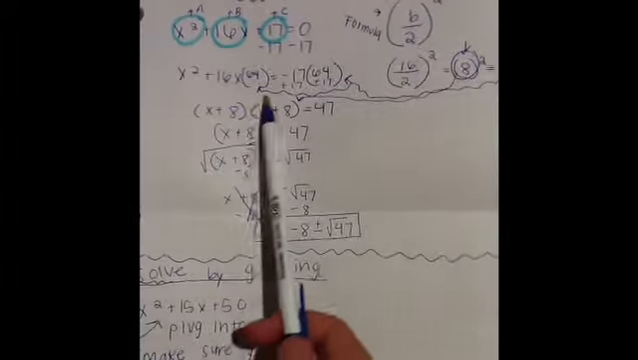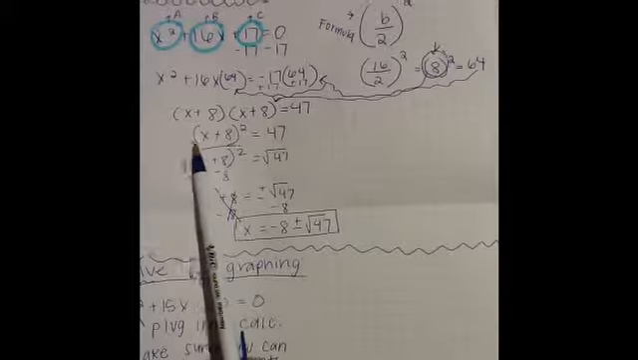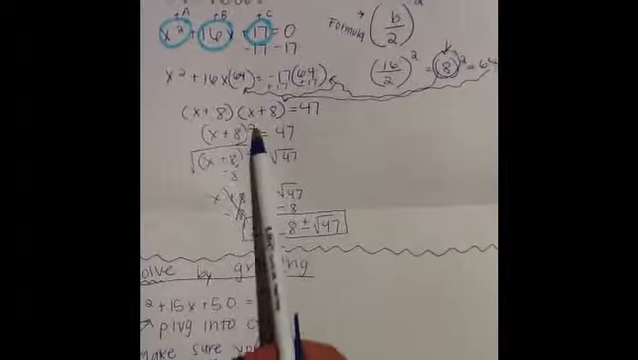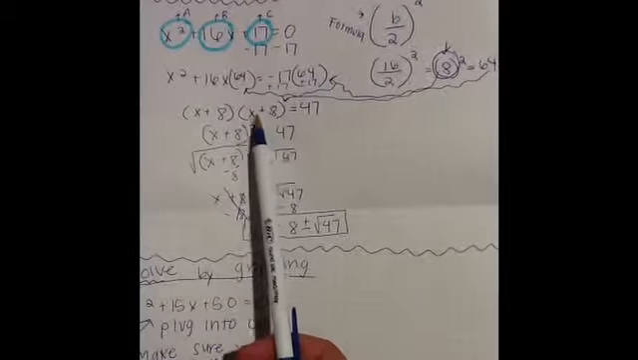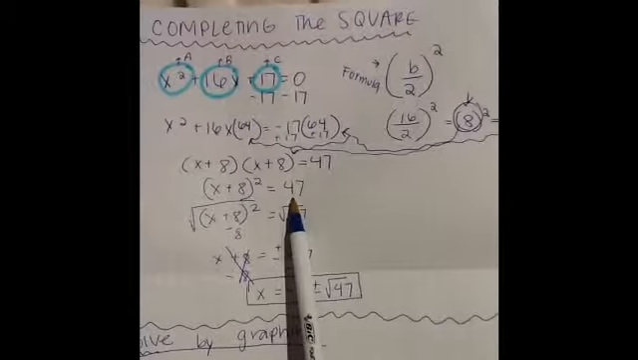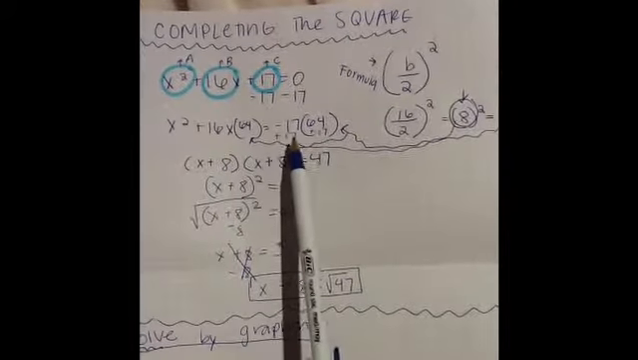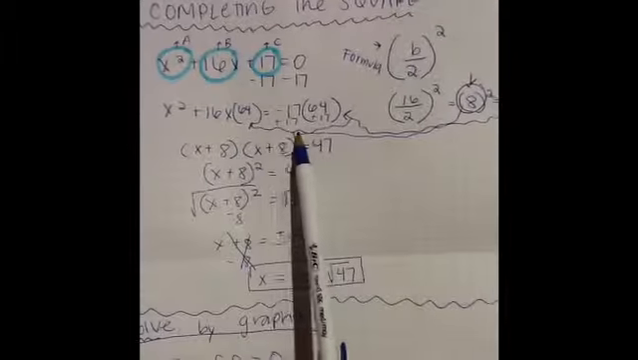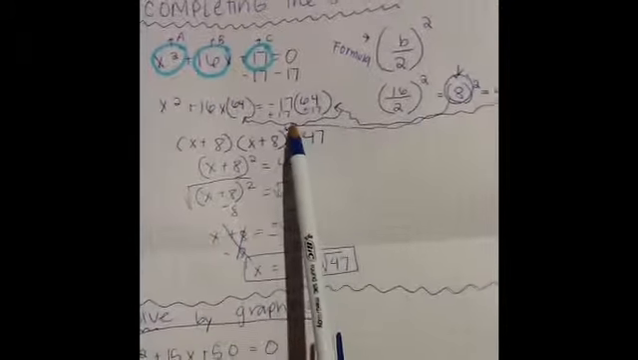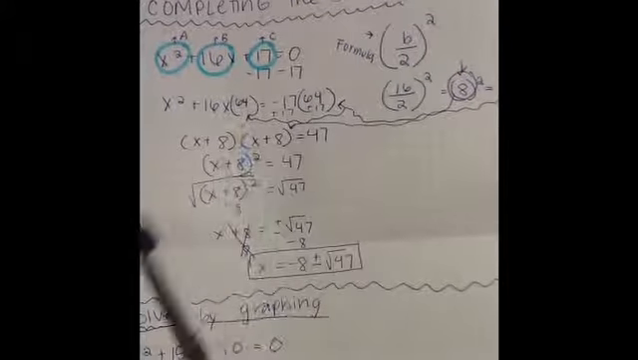Then you take what you got here and you put it in a FOIL form. Once you do that, you square it, because isn't that the same as that, Monica? Yeah. It is, right? So then that equals 47, because we got 47 by subtracting the negative 17.